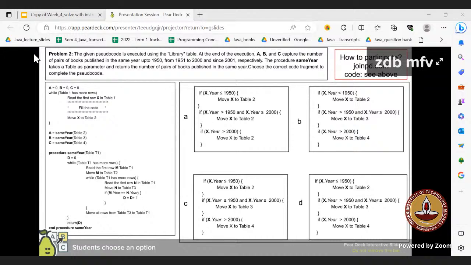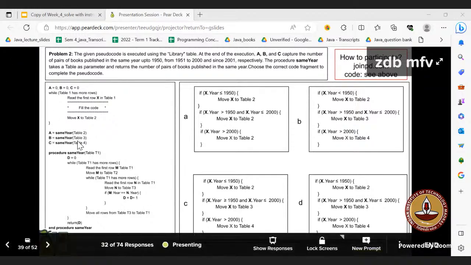Those tables you are passing to the procedure. So what will the procedure do? The years are different in your bins, like table 2, table 3, and table 4. Here you are beginning with table 1, and you are making three tables from it: table 2, table 3, table 4. Right? Yeah, ma'am. So you are creating three different tables from table 1.